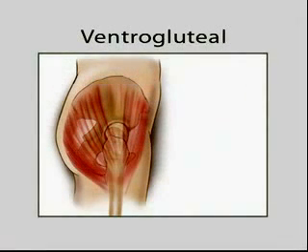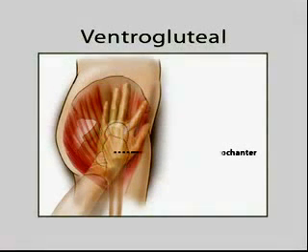For the ventrogluteal site, place the heel of your hand on the greater trochanter, using the right hand for the left hip or the left hand for the right hip. The greater trochanter is the bony prominence at the proximal and lateral part of the shaft of the femur. It overhangs the root of the neck of the femur.